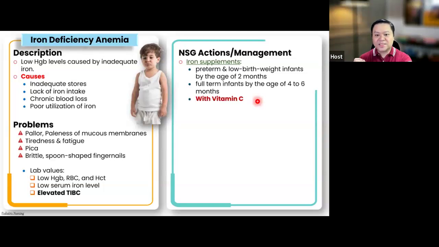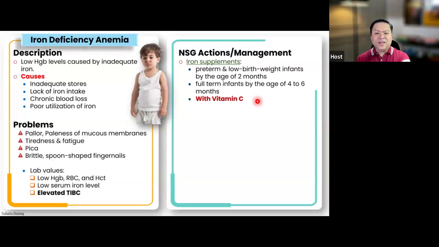This is basic knowledge: oral iron supplements should be taken with vitamin C, let's say orange juice or any drink that is high in vitamin C content. This is only to promote the absorption of iron in the duodenum.